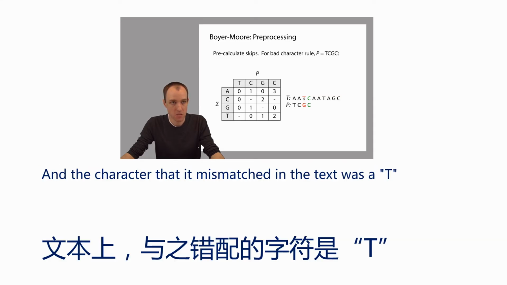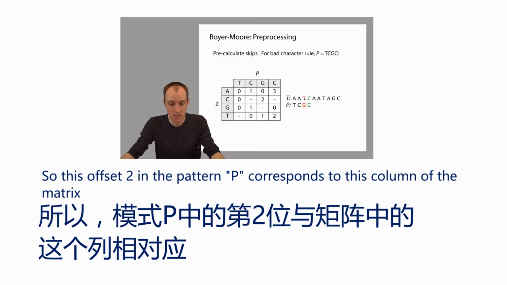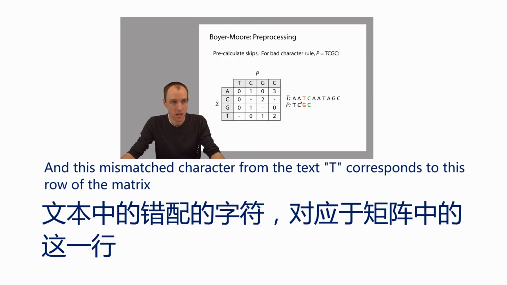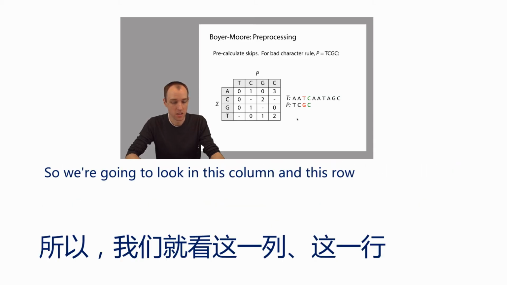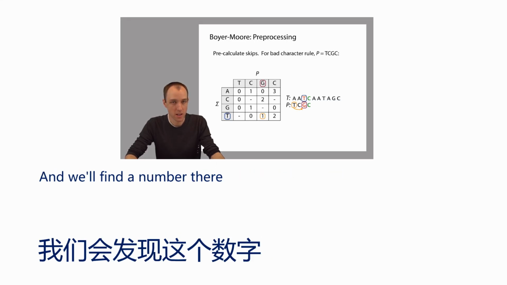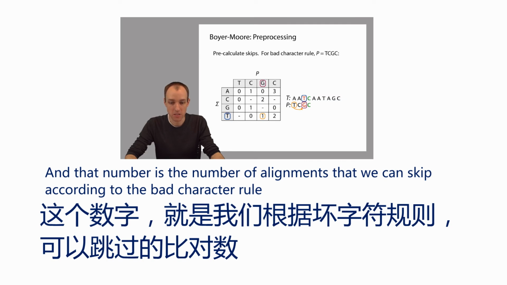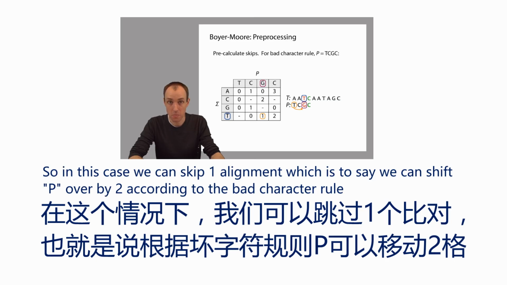And the character that it mismatched in the text was a T. So this offset 2 in the pattern P corresponds to this column of the matrix. And this mismatched character from the text T corresponds to this row of the matrix. So we're going to look in this column and this row, and we'll find a number there. That number is the number of alignments that we can skip according to the bad character rule. So in this case, we can skip one alignment, which is to say we can shift P over by 2 according to the bad character rule.